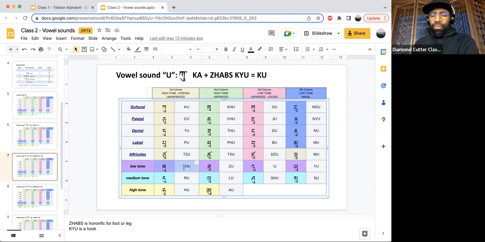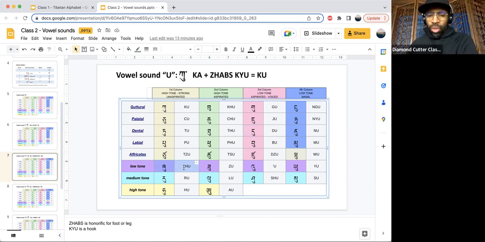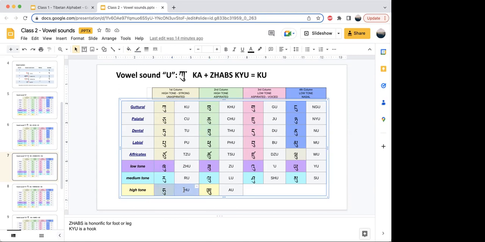Sha shapkyu shu. Mm-hmm. Do this one. Ha shapkyu hu. Ta shapkyu tu. Okay. Try this Ha one. Ha shapkyu hu.